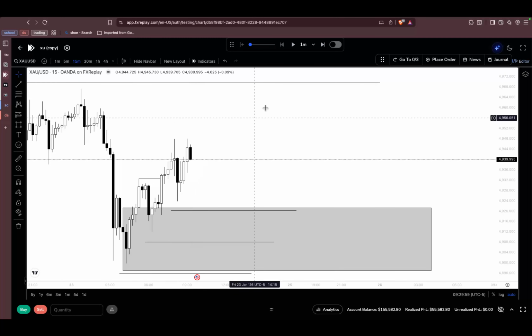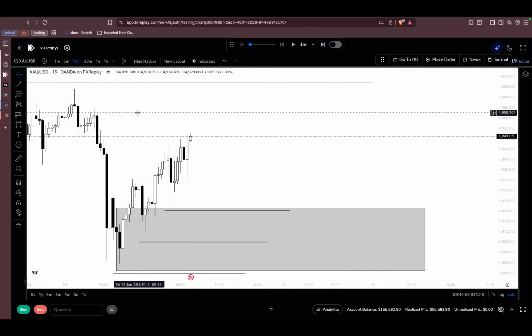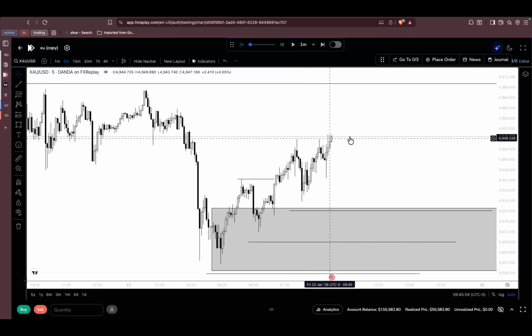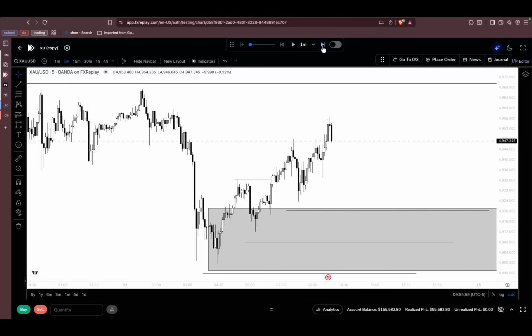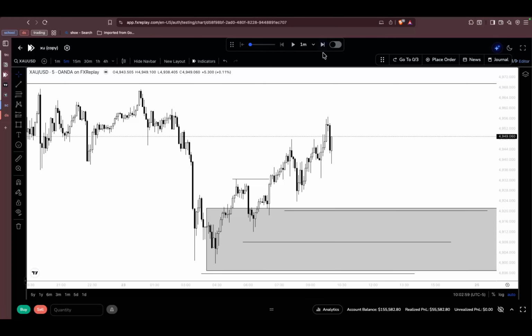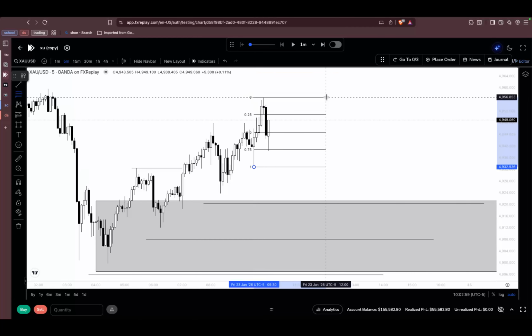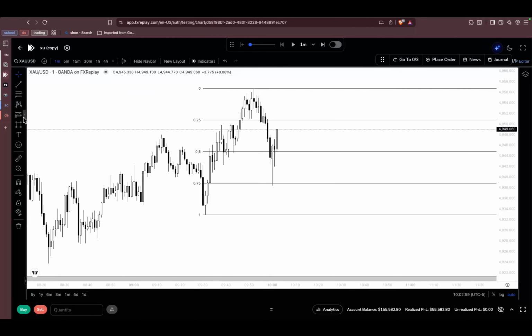So what time is it? Okay, 1, 2, 3. Okay. On the 5-minute, let's see how price plays out. Let's see price push up a little bit. And okay, so we see price. Okay, I'm probably gonna enter here. We see this Fibonacci.